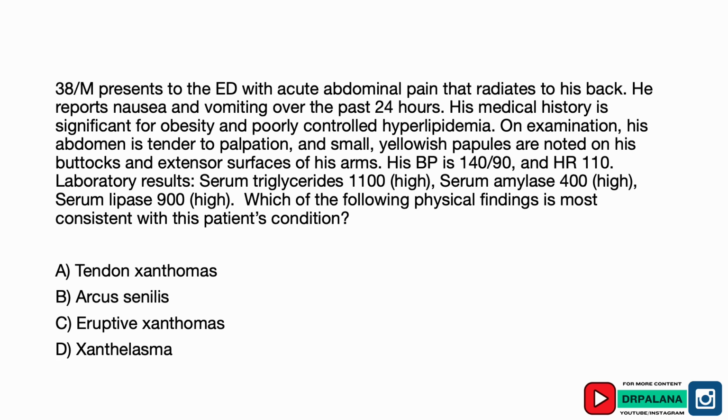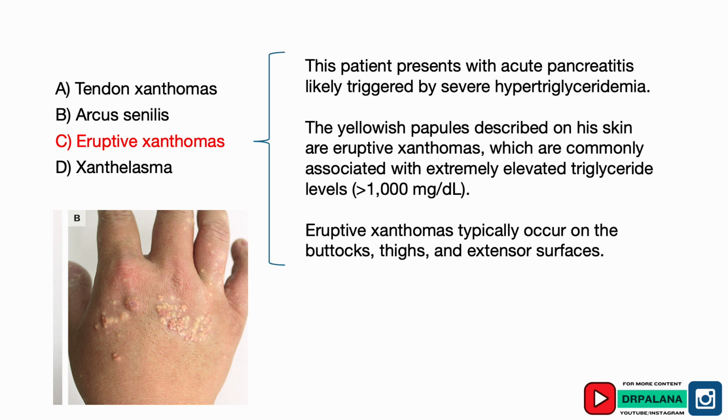Which of the following physical findings is most consistent with this patient's condition? Tendon xanthomas, arcus senilis, eruptive xanthomas, or xanthelasma? And the correct answer is C, eruptive xanthomas. This patient presents with acute pancreatitis likely triggered by severe hypertriglyceridemia. The yellowish papules described on his skin are eruptive xanthomas, which are commonly associated with extremely elevated triglycerides of at least 1,000.